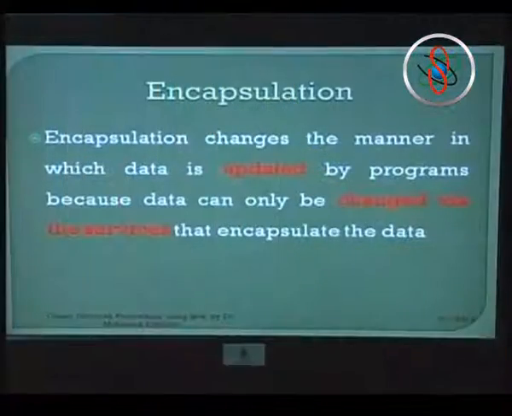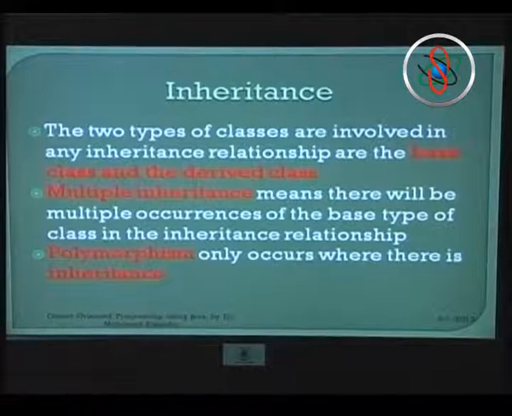A class, as I said, has data, which we call attributes, and methods to deal with this data. Together we deal with them as one unit. So this is encapsulation. For sure, we can update the data inside this class only by changing the services that encapsulate the data, and this can be seen later on in our problems.